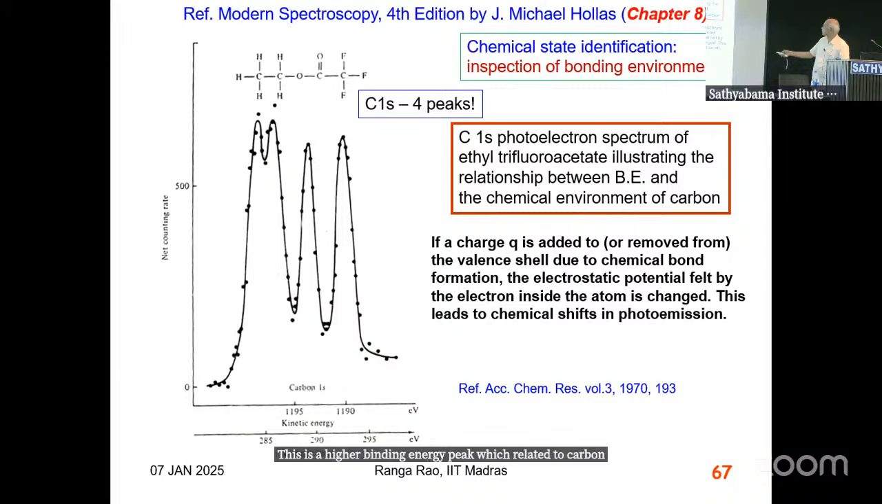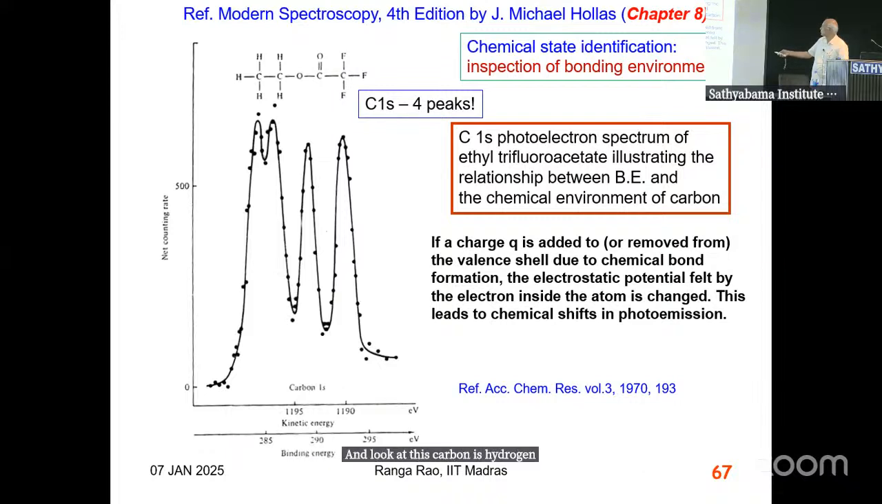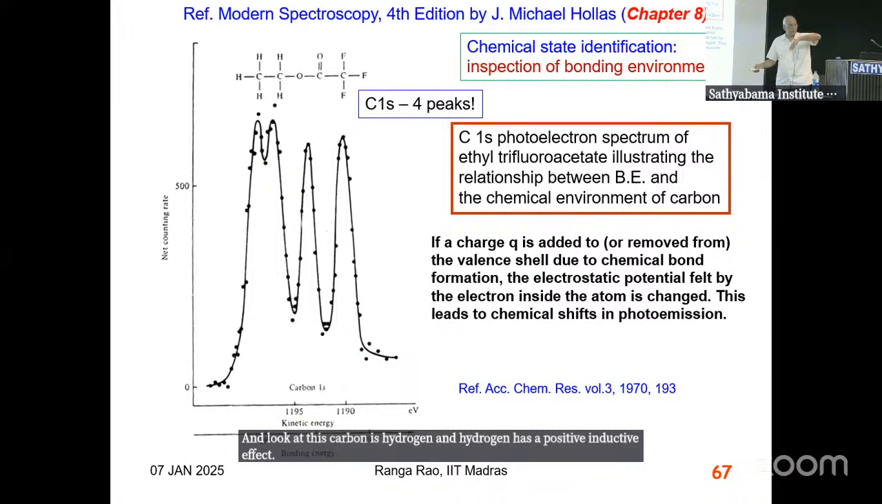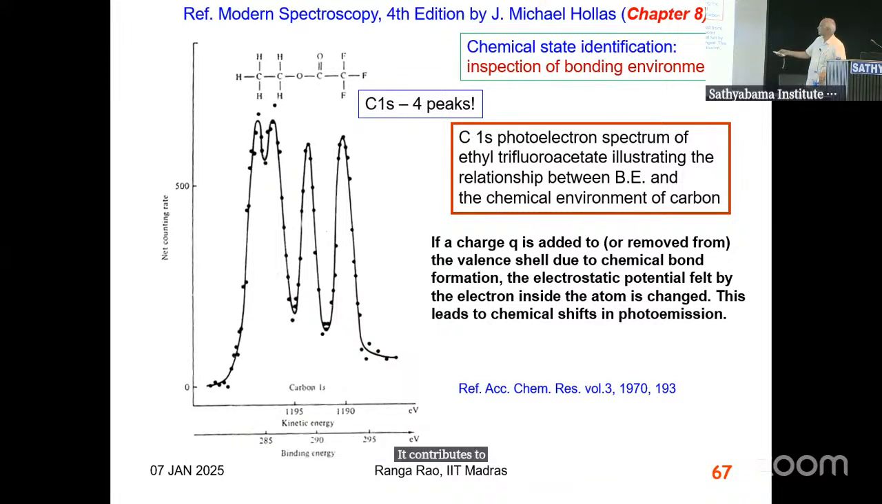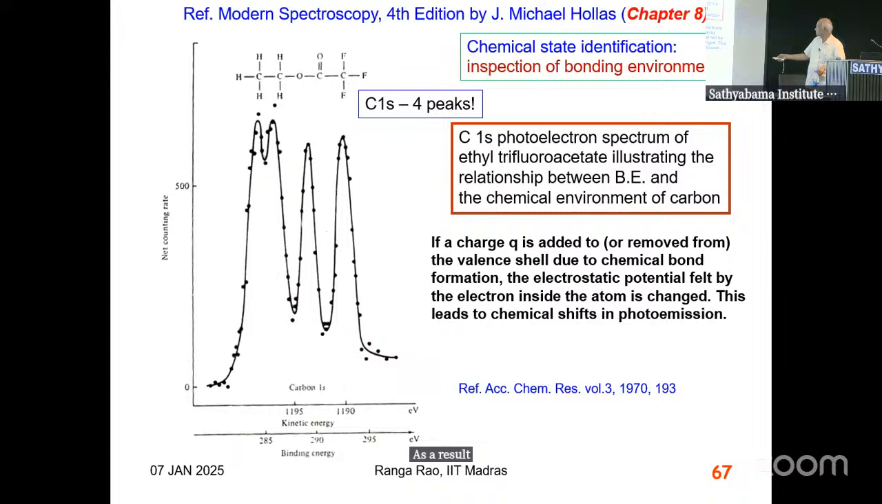Next one is this carbon. This has only oxygen as surrounding, carbon and oxygen here. And look at this carbon, it has hydrogen and hydrogen. CH3 has a positive inductive effect. It contributes charge here. So this delta positive is small, and this delta positive is very high. As a result, this peak has a higher binding energy, whereas these 2 peaks have lower binding energy.